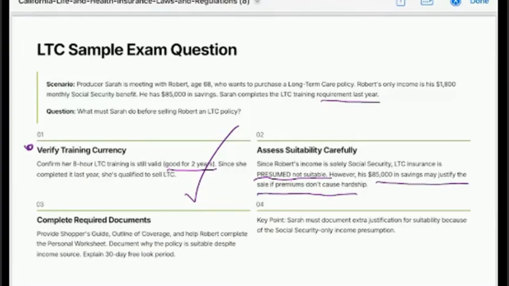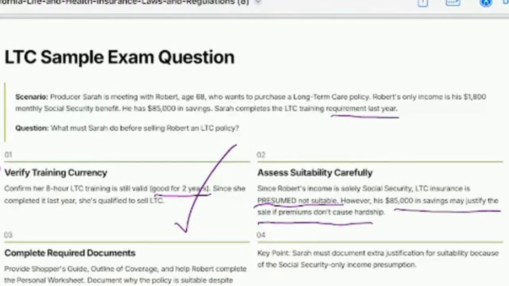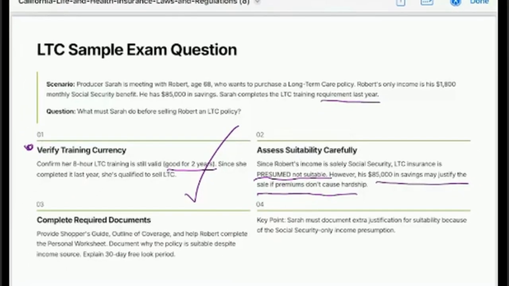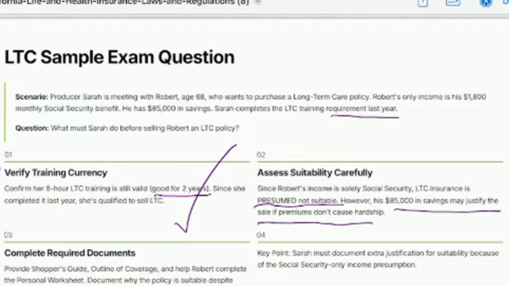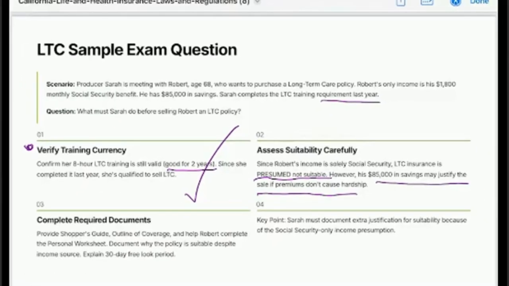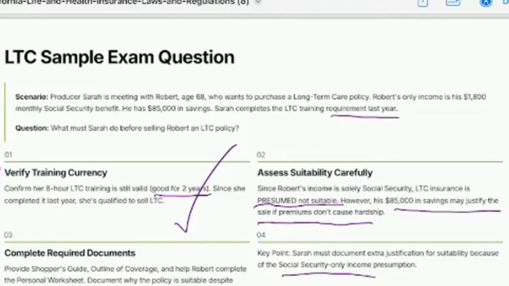We can't really say whether or not this is suitable, but just for you to know the process and understanding, right? And if the question was, what must Sarah do before selling? Complete required documents. She must provide the shopper's guide, the outline of coverage, the personal worksheet of suitability, okay? Making sure that this makes sense for Robert. So key point, Sarah must document extra justification of suitability because of the Social Security only income, right? So this question wasn't, can she sell this to him? We're not sure. We don't know. We are not sitting down and actually filling out this personal worksheet with Robert. But what must she do? Assess the suitability carefully and complete the required documents.